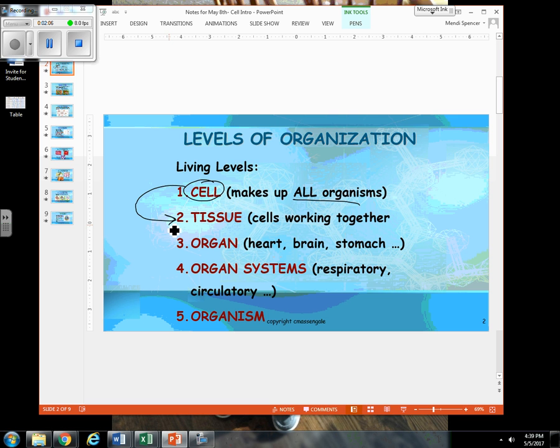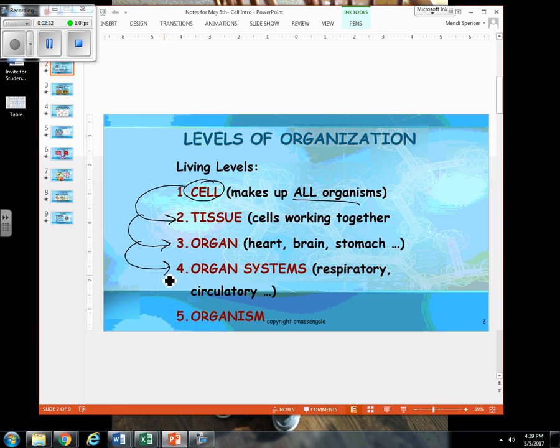Now, when you have a bunch of similar tissues come together, they can form an organ. So organs, think about your heart, liver, stomach, things that you hear about on TV or in the movies when they say doing an organ transplant. That is what we're looking at here. Organs are made of similar tissues. When you have many organs together, they are going to form what is called an organ system.